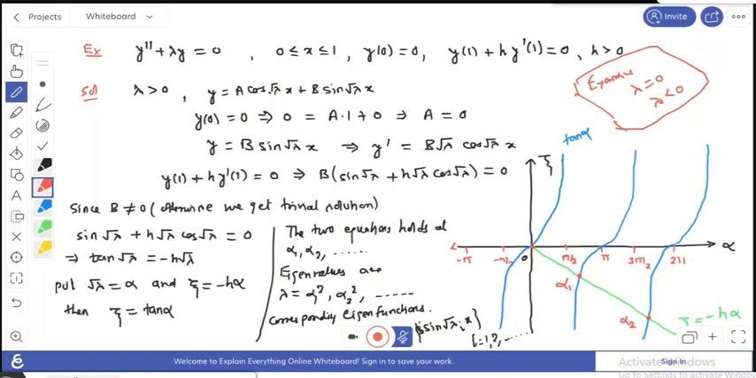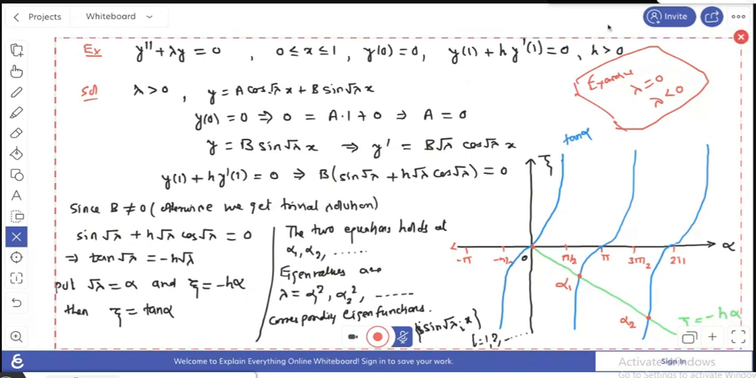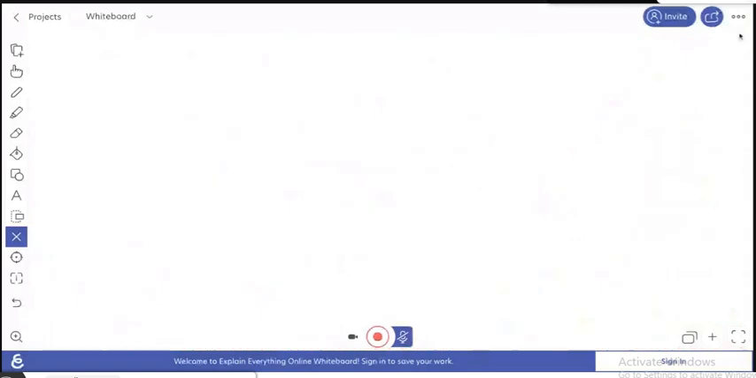In the next page we define what a Green's function is, and then we try to solve the problem which depends on that Green's function. So in the next page we define what is Green's function.